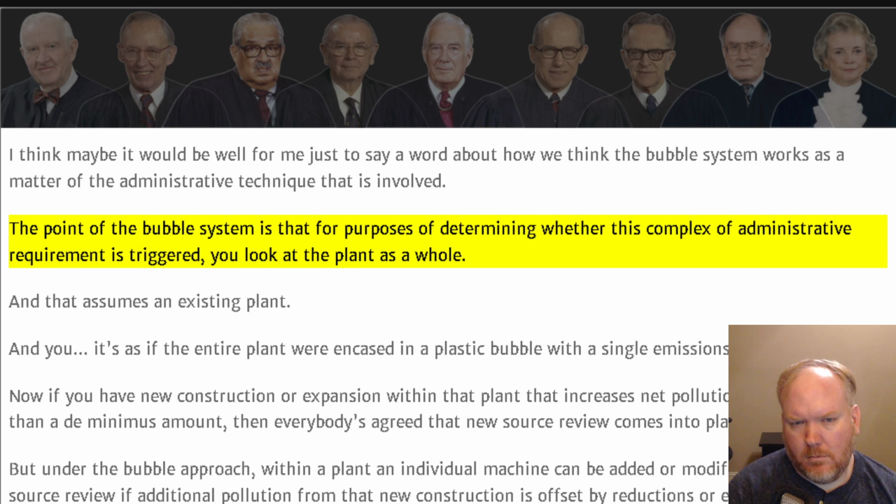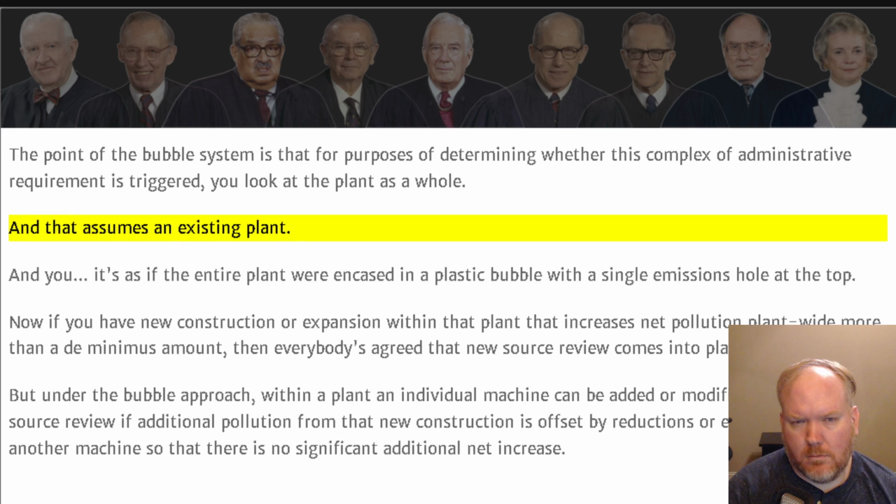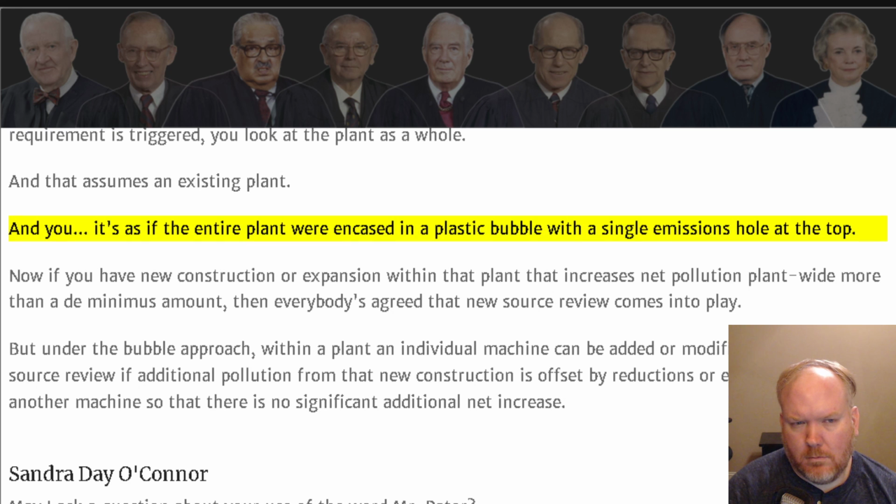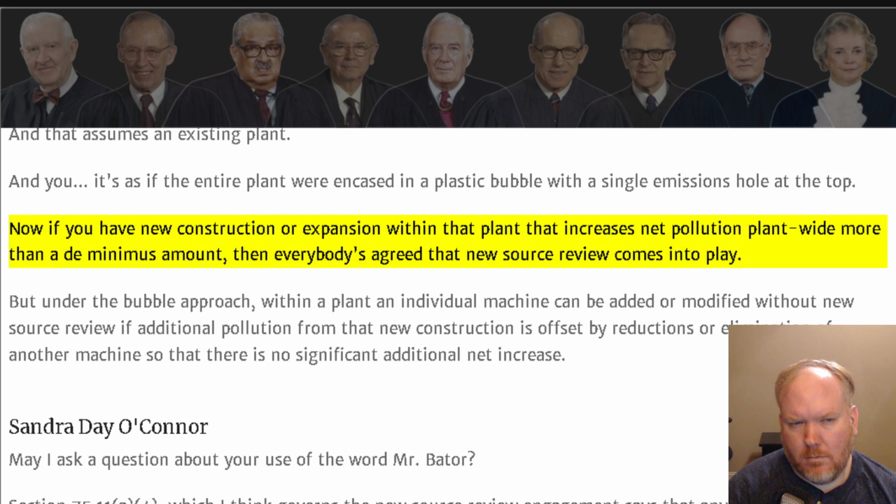The point of the bubble system is that for purposes of determining whether this complex of administrative requirements is triggered, you look at the plant as a whole, and that assumes an existing plant. And it's as if the entire plant were encased in a plastic bubble with a single emissions hole at the top.